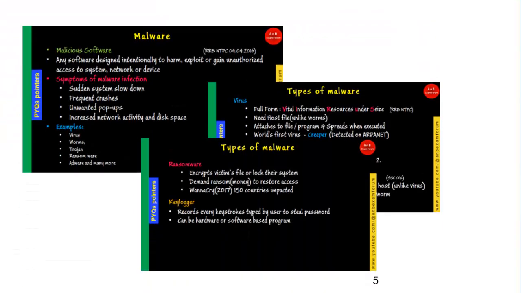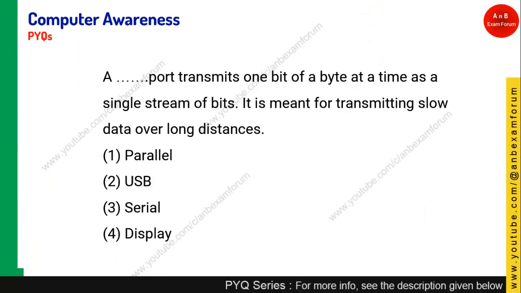And there are other types of malware also that we have discussed separately in the chapter malware. We have covered maximum types of malware that are commonly asked in the exam, starting from the virus to ransomware to keyloggers, Trojan, everything we have covered. If you have time, you can watch it.